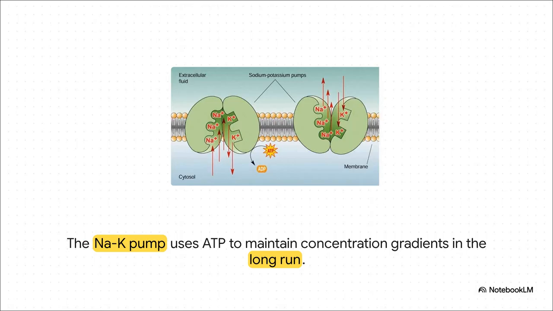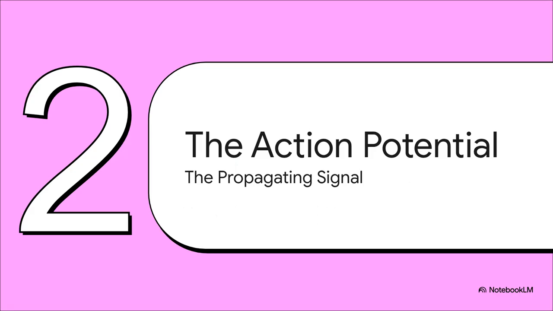Okay, so while that ion leakage is what creates the resting potential from moment to moment, there's another player that maintains the whole system in the long run, and that's the sodium-potassium pump. This thing is a little machine that actively pumps 3 sodium ions out of the cell for every 2 potassium ions it pumps in. It uses a ton of energy, but it's what keeps those concentration gradients stable. Let's move on and see how this all builds into the main signal of the nervous system, the action potential.